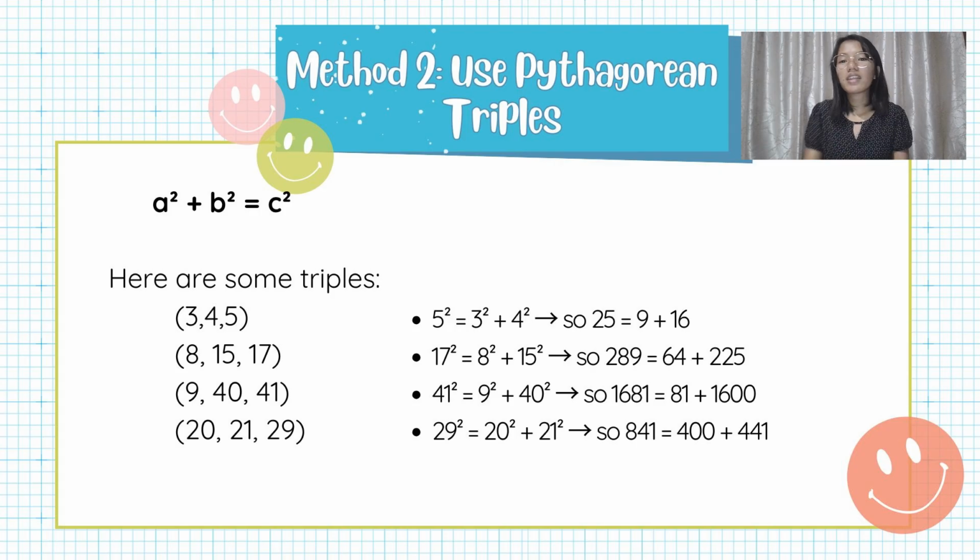We have here another method, which is the use of Pythagorean triples. Do you remember Pythagorean triples? Yes, they are numbers that satisfy a squared plus b squared equals c squared. For example, 3, 4, and 5. 3 times 3 is 9 and 4 times 4 is 16. So 9 plus 16 is 25, and 5 times 5 is 25. So yes.